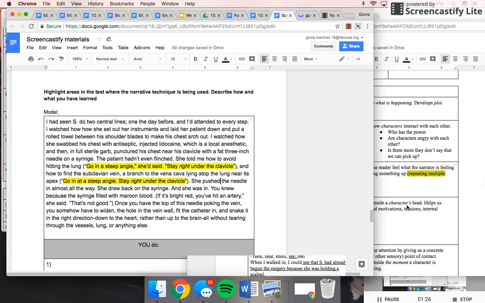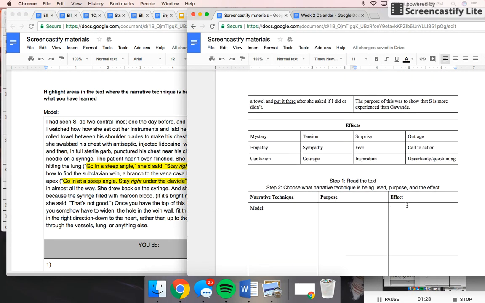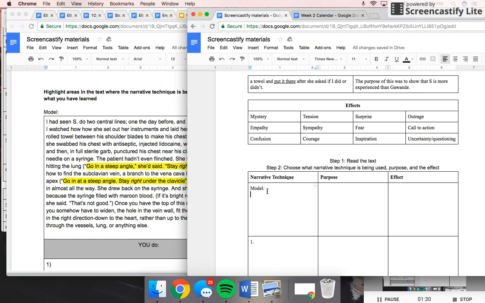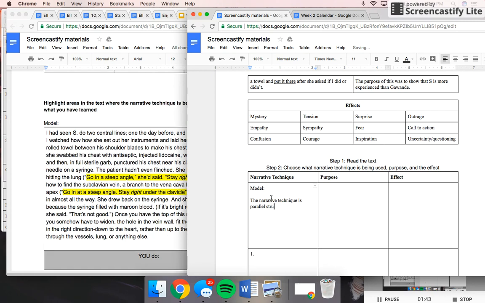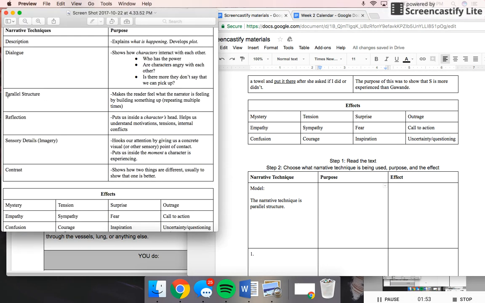So I'm going to go down to my chart over here, and it says, this is a model. This is what I'm doing for you guys. I'm going to say the narrative technique that's being used is parallel structure. So the narrative technique is parallel structure. Okay? Then I'm going to go and look at my purpose. So let's go back to the chart and say, like, what's the purpose of him using the parallel structure right here? Okay? So what's the purpose?